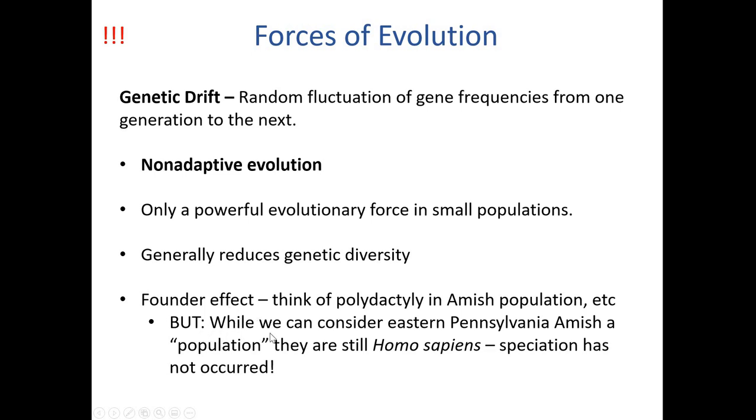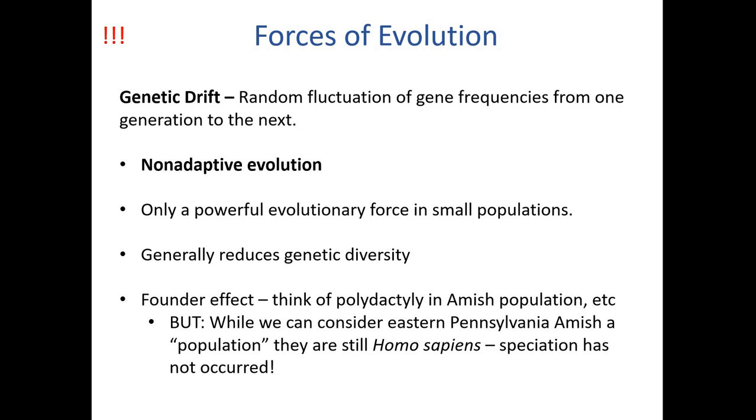But while we do consider the eastern Pennsylvania population of Amish to be a distinct population, it's important to remember that they're still the same species as us, right? And so speciation has not occurred. So basically, evolution can occur without speciation occurring. While this population has evolved this specific trait of polydactyly, they can still interbreed with other humans, right? And so if we had something such as gene flow occur, then we could probably eliminate polydactyly over time.